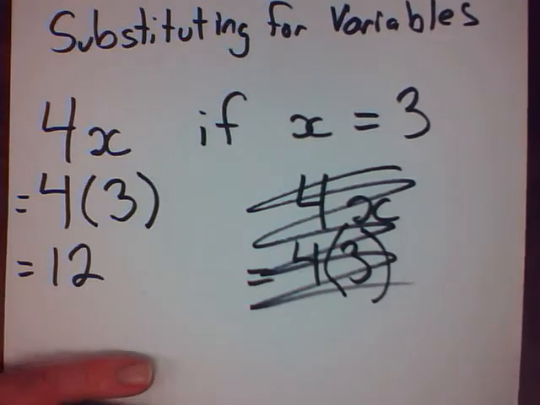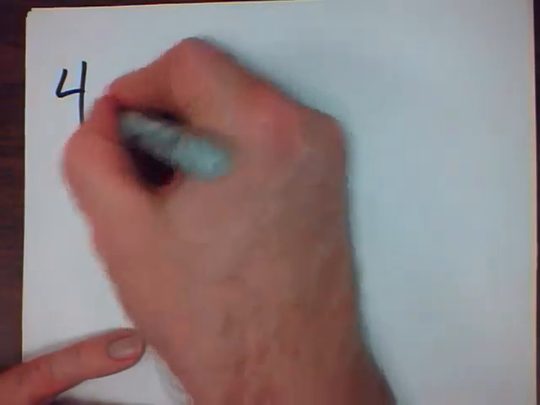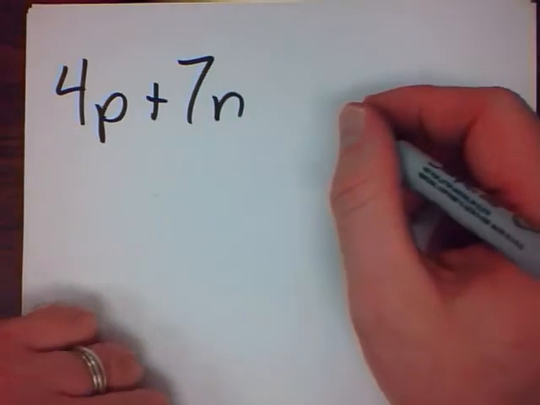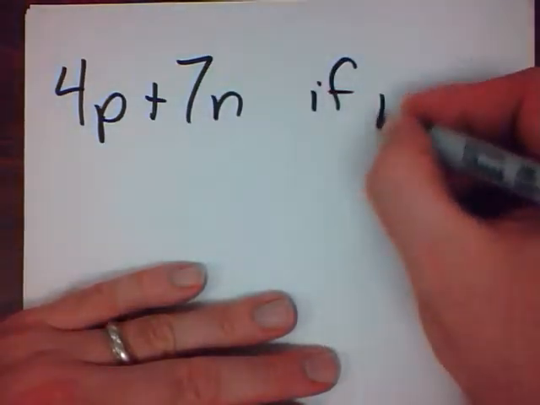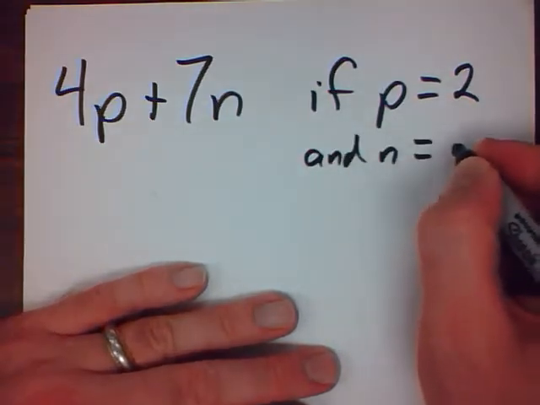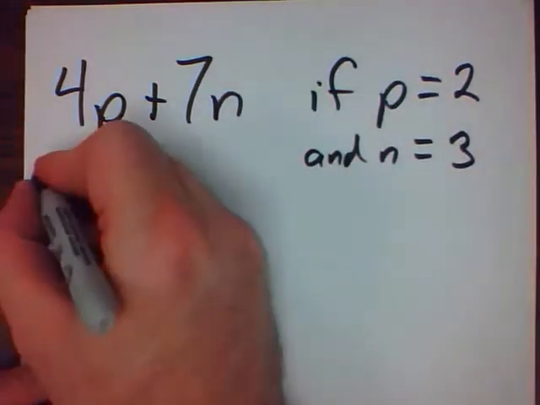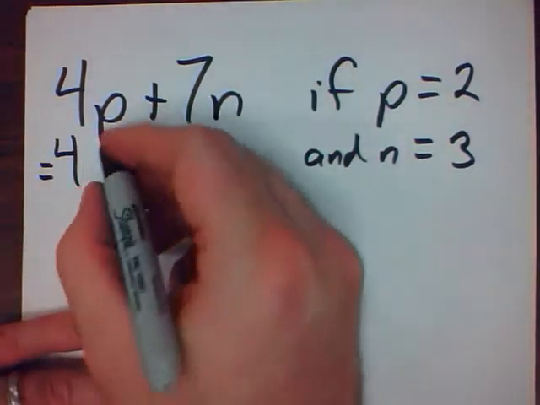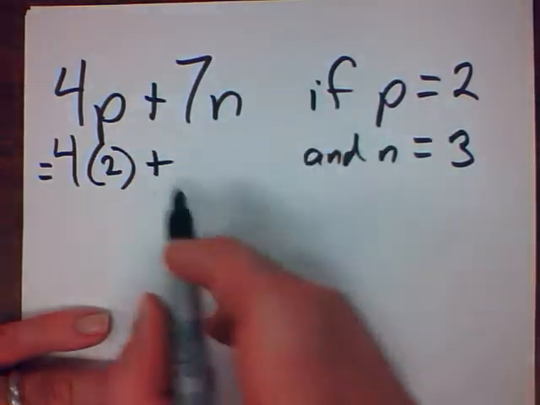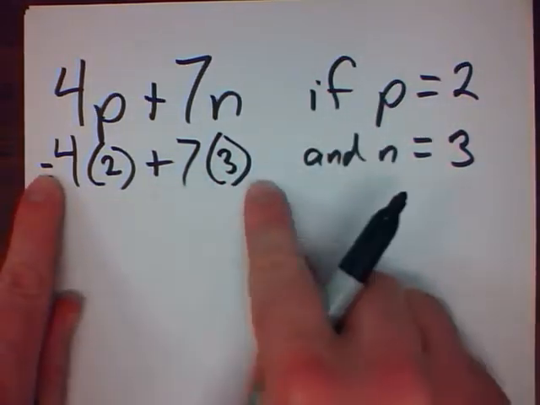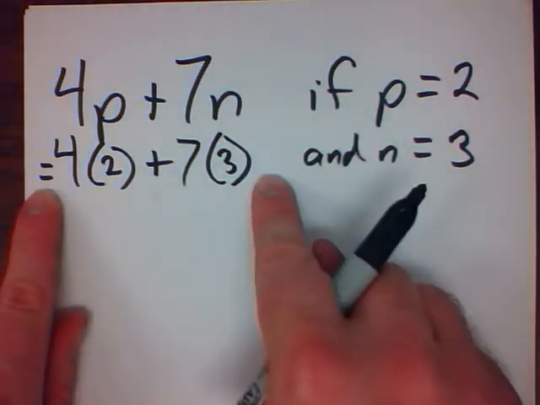Further examples of substituting for variables. For 4p plus 7n, if p equals 2 and n equals 3. First, I'll replace p. P becomes 2. Then, 7 and n becomes 3. You can replace multiple variables all at once. Just do it in one single line.